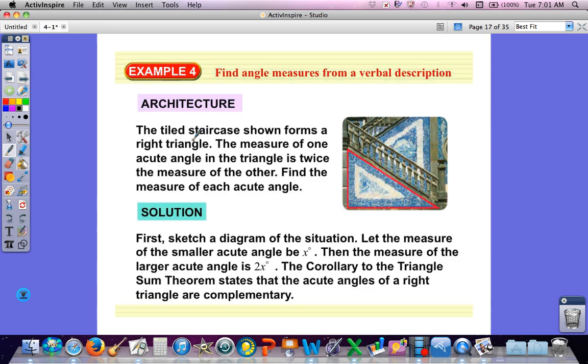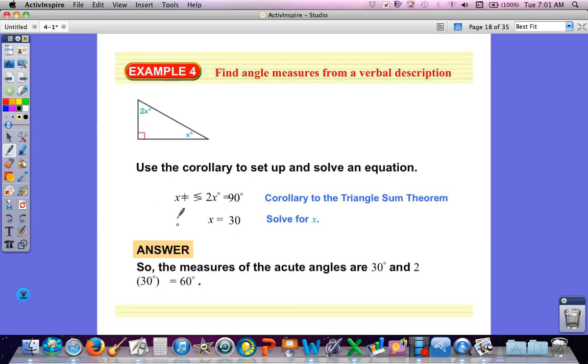Okay, so we have an example here. Tiled staircase forms a right angle. The measure of one acute angle in the triangle is twice the measure of the other. Find the measure of each angle. So one of these would be X, one of these would be 2X. X plus 2X is going to equal 90. And we can go ahead and solve for that and find that X is 30 and 2X is 60.